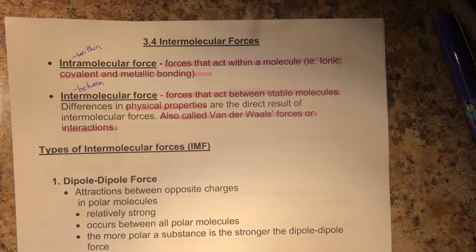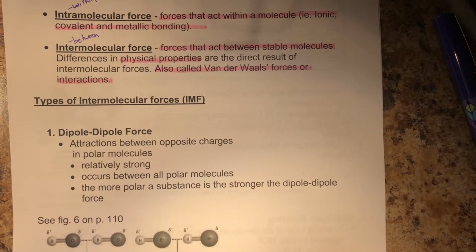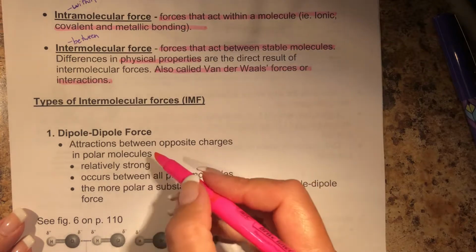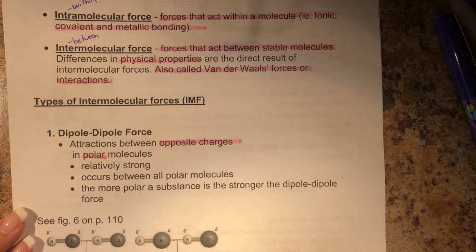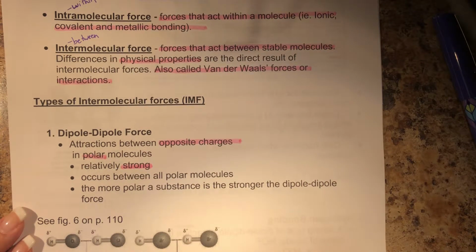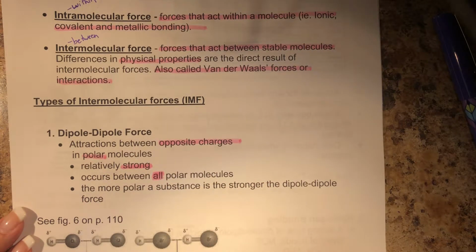The first type we're going to look at are dipole-dipole. These are attractions between opposite charges in polar molecules. They're relatively strong, and they occur between all polar molecules. The more polar a substance is, the stronger the dipole-dipole force.